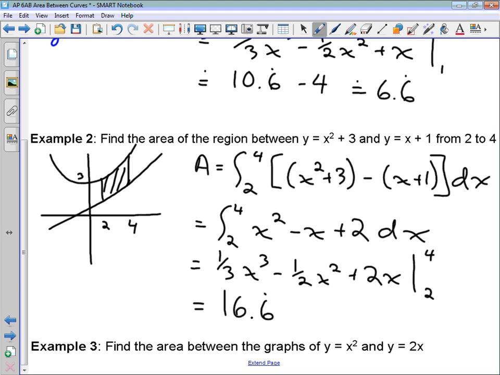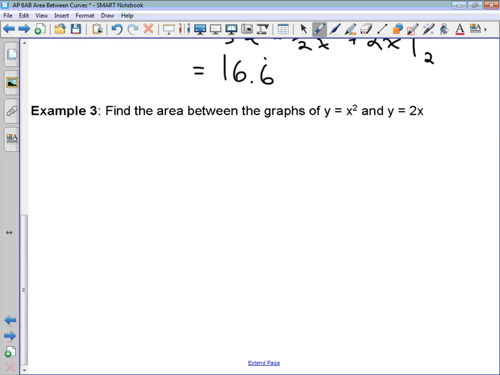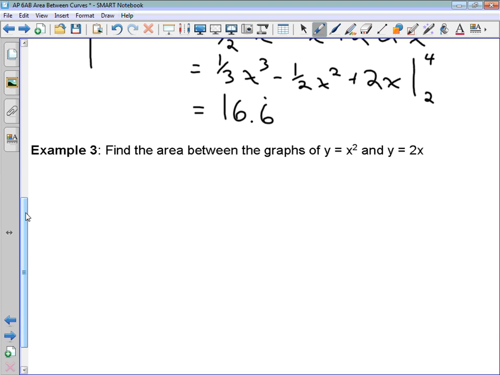Okay. Right. So example 1 and example 2 are very straightforward. They give you the limits of integration. They give you the two functions. The functions are well behaved in that one of them is always your upper function, one of them is always your lower function. A trickier kind of question is what we have in example 3 here. Find the area between the graphs of y equals x squared and y equals 2x. Okay, so they give us the two functions, but they don't give us any limits of integration.